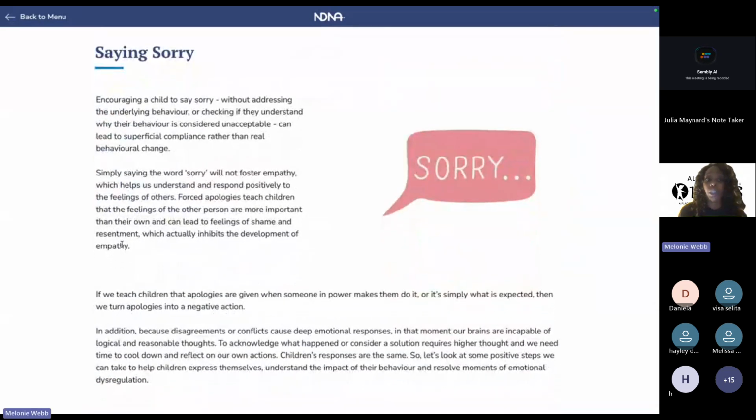Encouraging children to say sorry without addressing the underlying behaviour or checking if they understand why their behaviour is considered unacceptable can lead to superficial compliance rather than real behaviour change. So you see it a lot. A child will do something and then automatically say, "Oh, sorry," and then carry on. But again, that's why it's important for us to have that conversation with them.